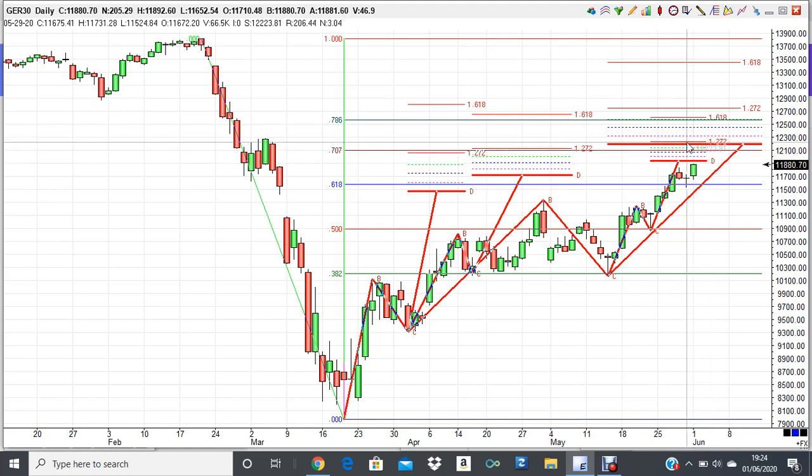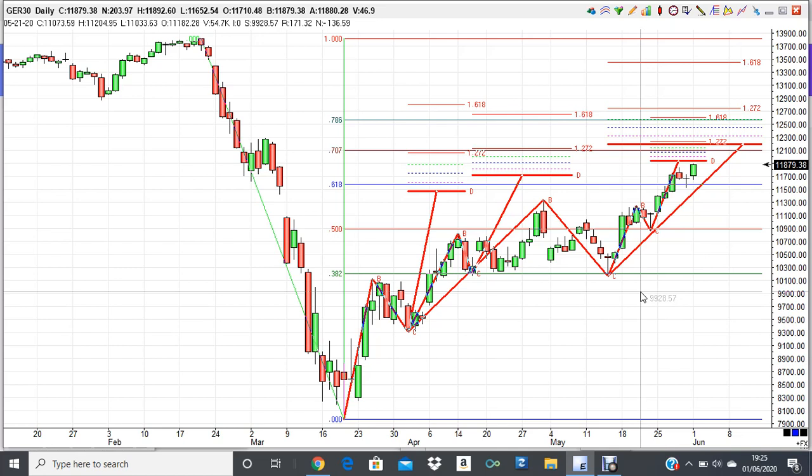I can be wrong. These patterns fail sometimes. When they fail, they can fail big, so they can shoot off to new highs. That can happen. But I'll believe it when I see it, okay? So these are the levels you need to be watching. This 12,000 is a key psychological level anyway, so it might not quite get up here. It'll probably back off at 12,000. It might have a couple of attempts, and then I'm expecting it to drop off the screen.